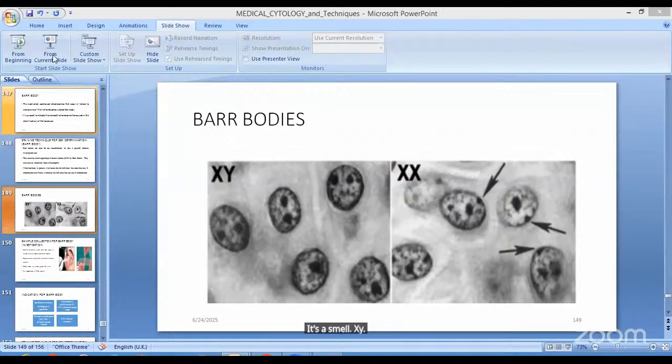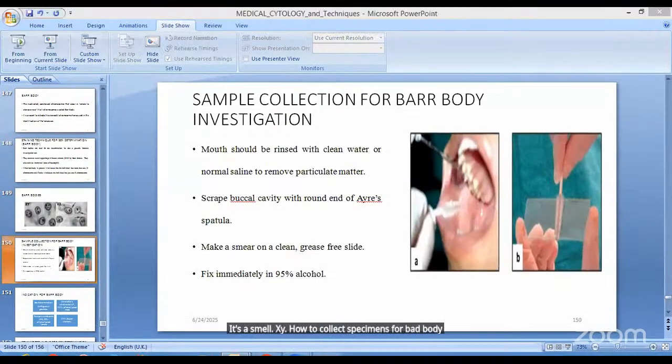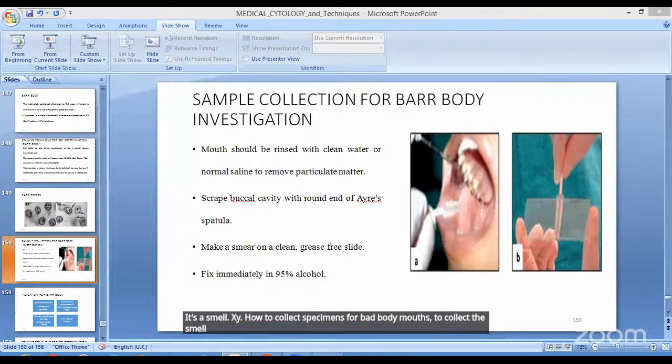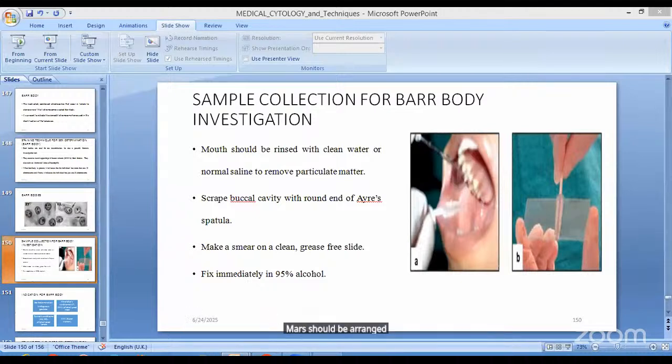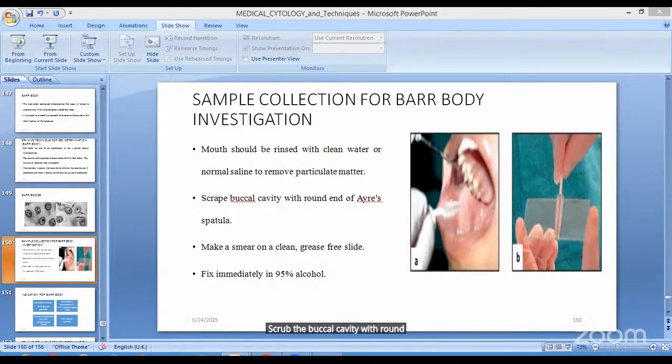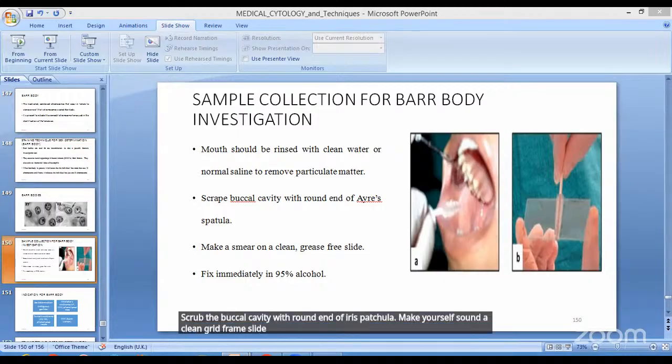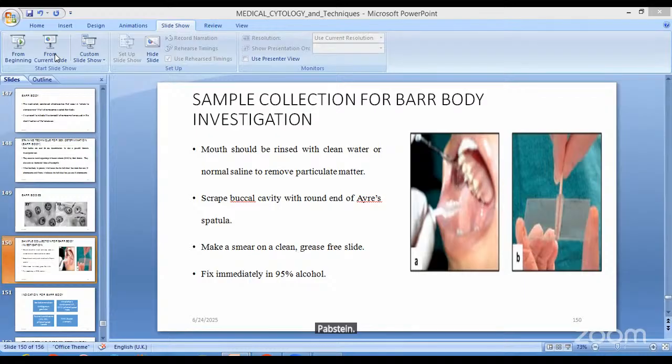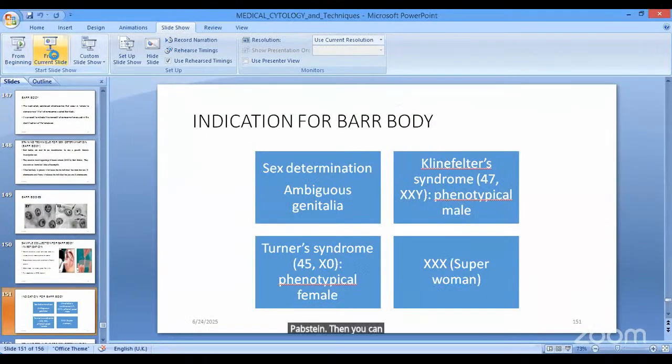How do you collect a specimen for a Barr body? You collect the smear from the mouth. The mouth should be rinsed with clean water or normal saline to remove particulate matter. Scrape the buccal cavity with the round end of an iris spatula. Make your smear on a clean grease-free slide. Fix it immediately in 95% alcohol. For what technique? Pap stain. Then you can also use dry fixing for Romanowsky.